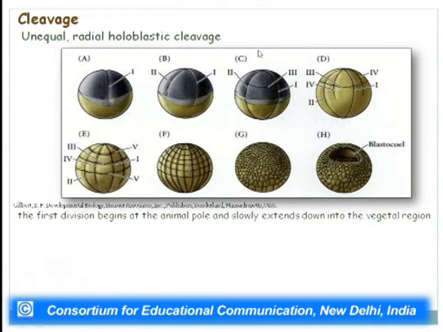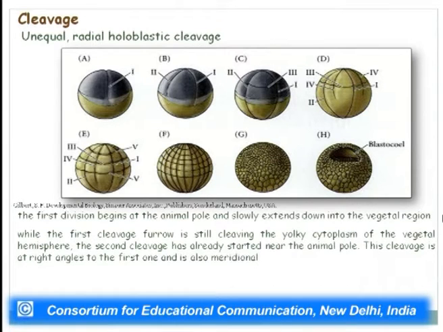So, the rate of cleavage furrow passing through the animal pole and passing through the vegetal pole is basically different. It becomes slower when passing through the vegetal pole. So, the first cleavage division in amphibians begins at the animal pole and slowly extends down the vegetal region.